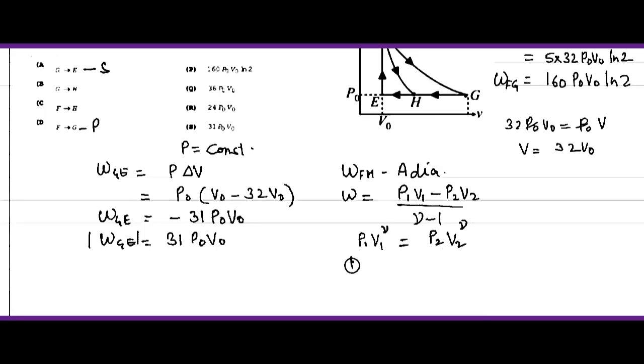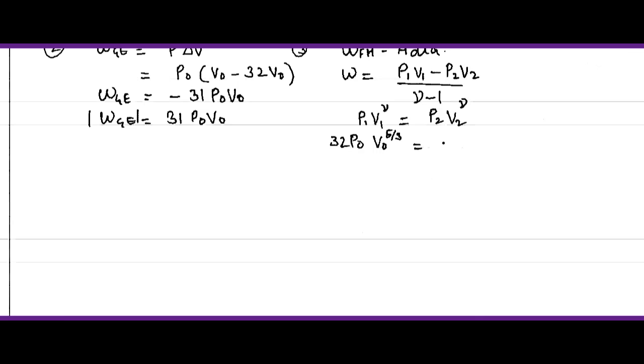From here, P1 is 32 times P naught, and V1 is V naught to the power gamma, and gamma is simply 5 by 3 since this is a 1 mole monoatomic gas. Now P2 is simply P naught, and we have to find V2 to the power 5 by 3. When we solve from here, we get V2 equals 8 V naught.